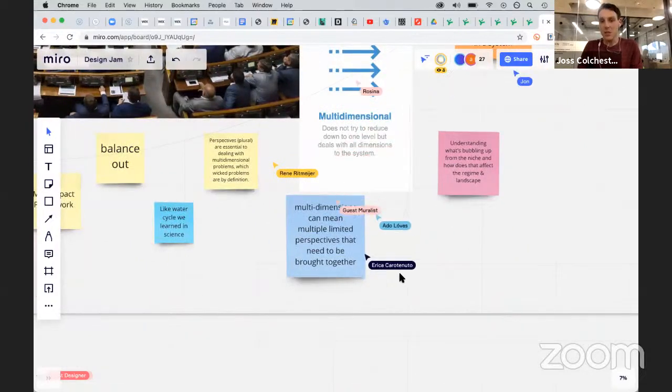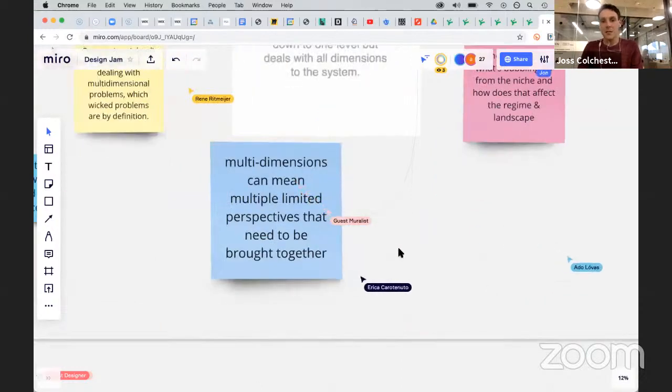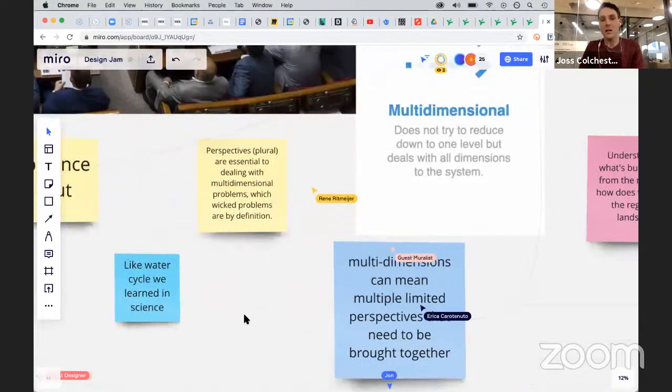So multi-dimensions can mean multiple limited perspectives that need to be brought together. Yes. So a lot of this is about synthesizing. How do you get different perspectives, different dimensions, different ways of looking at it, very different components, and synthesize those into something greater than the sum of the parts, so they don't end up all banging against each other. We get these synergies and we get the emergence of the outcome that we want. So that's really core to the design challenge here.